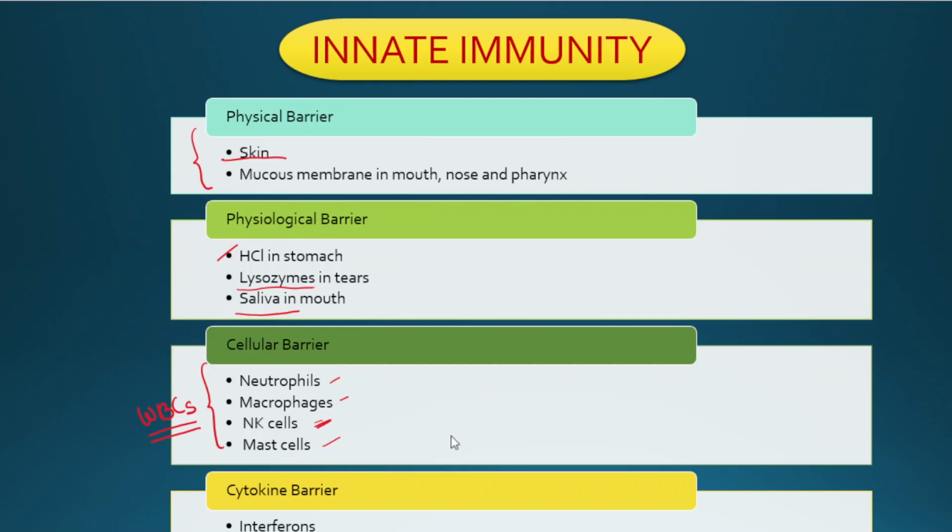Whenever they recognize any cell which is a foreign cell, which is not of our body cells, they will attack it and destroy it non-specifically. And then the last one is the cytokine barrier, which secretes the interferons that counterattack the pathogens and create the inflammation process.